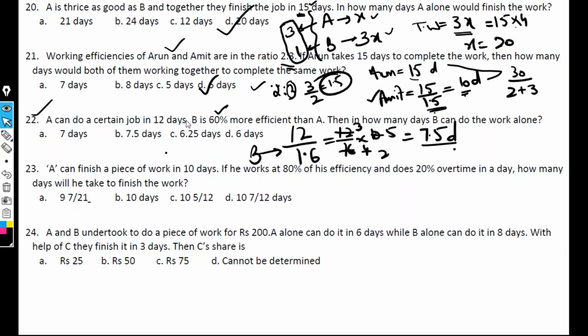Sharad, because the efficiency of B is 1.6 times that of A. If your efficiency is n times, divide the number of days of the other person by n, and you will get the required value.